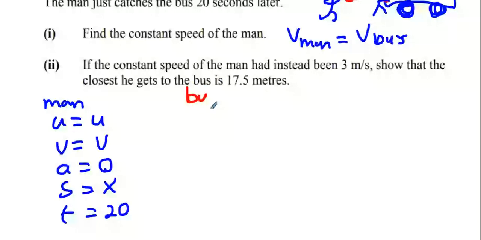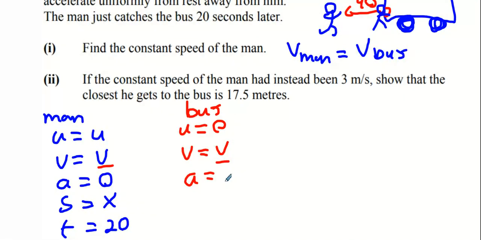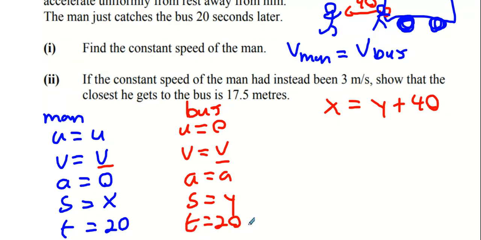Bus. U value? V value? The same v. A value? I don't think we know, do we? S value, for argument's sake, we'll call it y. The man has to make up an extra 40 meters. So x is actually equal to y plus 40. Does everybody get that? Distance x is the same thing as distance y plus 40. T value, 20. Got that?